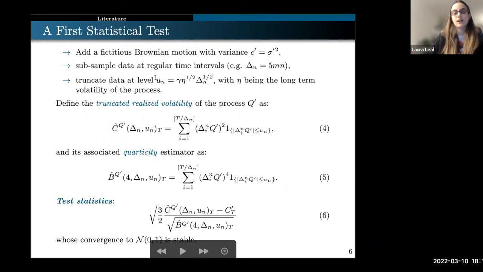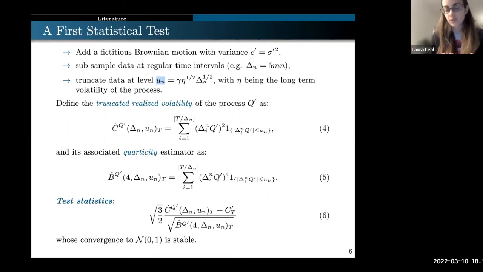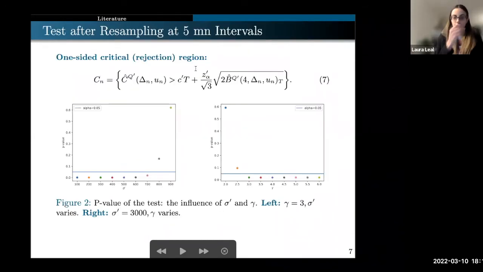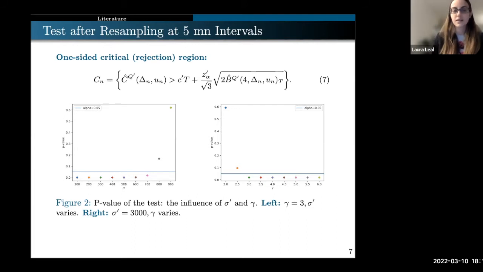We truncate the data at a level u_n, and this is to exclude jump processes. As I mentioned before, in the literature, we have both continuous components and discontinuous ones, which are the jumps. We're not testing for those here, so we truncate the data to focus on the continuous part. We define the truncated realized volatility of the process as the sum of the increments squared. And this is just an indicator function to say that we're only considering the values that are truncated. And we define its associated quarticity, which is the same formula, but to the power of 4. With this, we can define the test statistic whose convergence is stable to a normal 0,1. Given that, we have our one-sided rejection region.